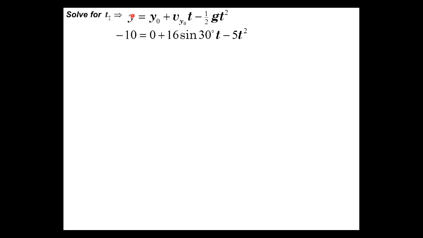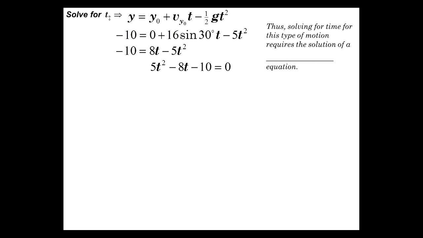So let's look at how this plays out. The final vertical position is minus 10. The initial is 0, as I said, by definition. Vy0 is V0, 16, sine of 30 times time, minus 1/2 g, which is 5. So there's our equation. Now let's simplify that. There it is. And let's put it in this form. And what does that look like? You guessed it. This type of projectile problem results in a quadratic form of equation. So we need the quadratic formula.